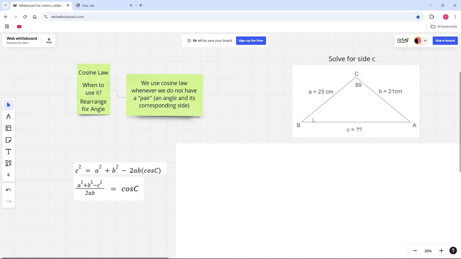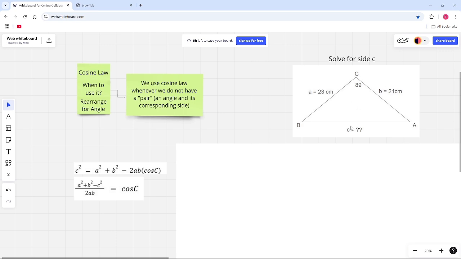Hello everyone, welcome to Back to Basics here, and today we'll be covering cosine law and when to apply it to various types of questions. So when do we use cosine law? Well, we use cosine law whenever we do not have a pair, so an angle and its corresponding side.